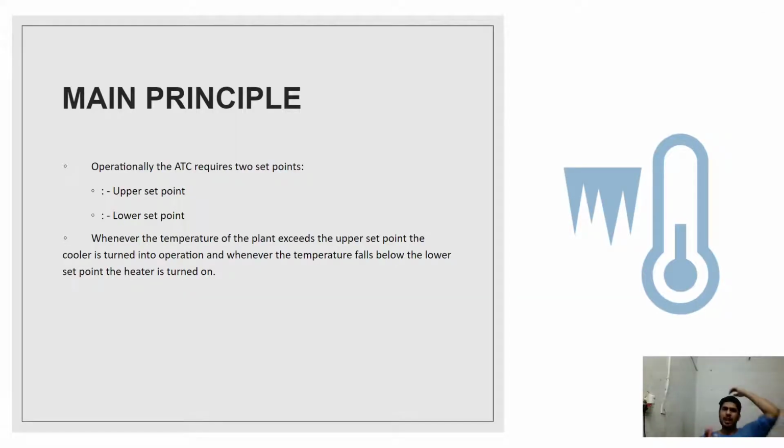Before that, just one more principle: the ATC, or the automated temperature controller, requires two set points, the upper set point and the lower set point. The upper set point is the point above which, if the temperature goes, the heating element is going to take heat away from the system, or you can say we are going to turn off the heater. The lower set point is such that if the temperature goes below the lower set point, we are going to turn on the heating system and bring heat into the system.